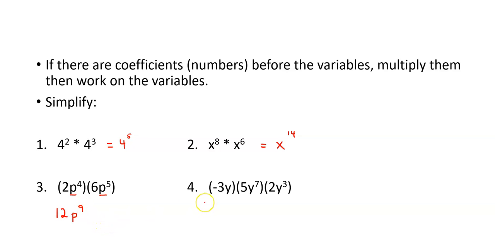All right, look at the next one. Look at my coefficients. Coefficients are the numbers before the variable. Negative 3 times 5 is negative 15. Times 2 is negative 30. Now look at my y's. I got 3 of them plus 7 of them. That's 10. But really, that thing there is a y to the first, so don't lose that one. 3 plus 7 plus 1 is 11.